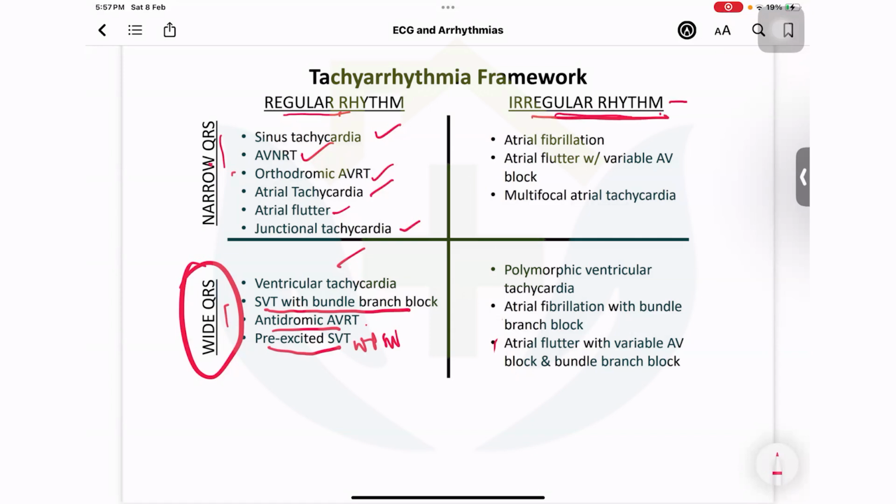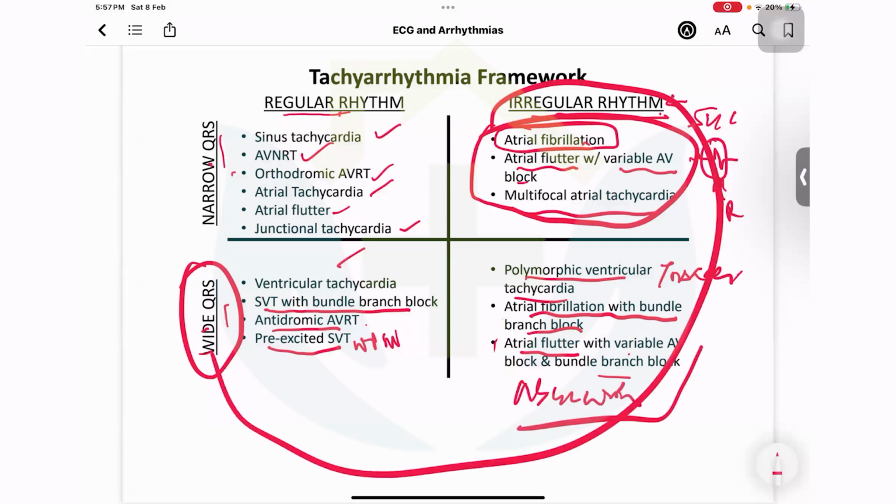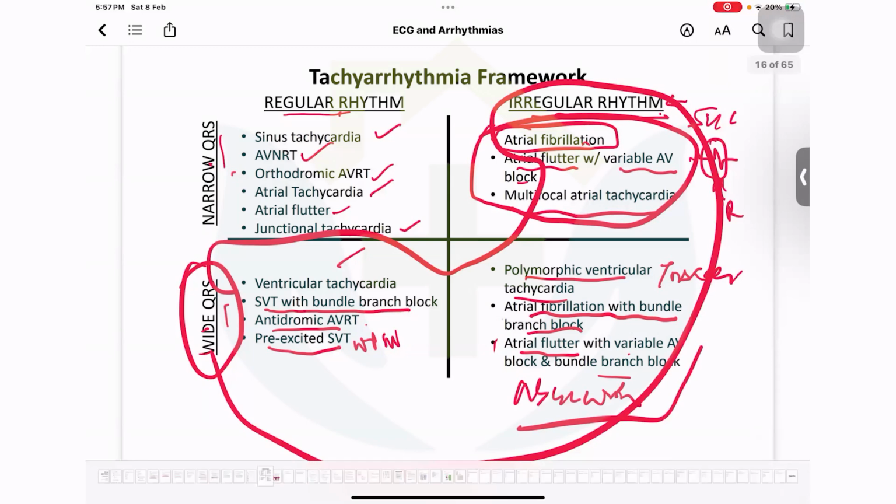Now, irregular rhythm by definition is atrial fibrillation or atrial flutter with variable AV block, because whenever the AV block is conducted, it will lead to a pulse. QRS is the pulse. Always remember, P wave is not the pulse. Multifocal atrial tachycardia can also have irregular narrow complex because these are supraventricular. Then comes wide QRS and irregular: polymorphic VT, that is torsades. So again, irregular wide QRS: AFib with bundle branch block, or atrial flutter, or atrial fibrillation with aberrancy, that is WPW syndrome. Again, they can have wide QRS with irregular rhythm.